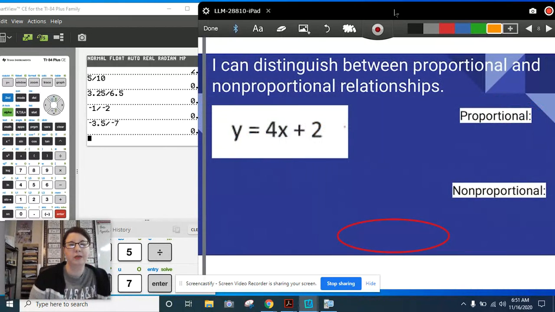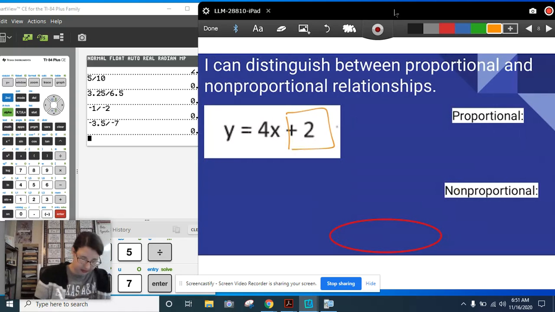So pause the video. Did you pause it? Is this one a proportional relationship? y equals 4x plus 2. So I'm looking, does it have a b? It does. So it is non-proportional.